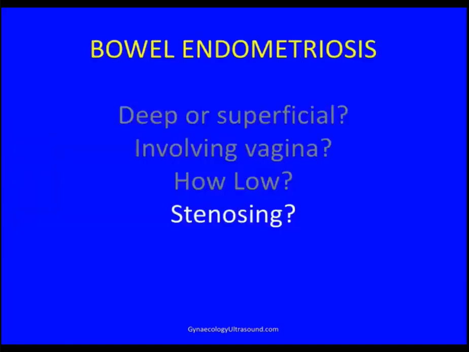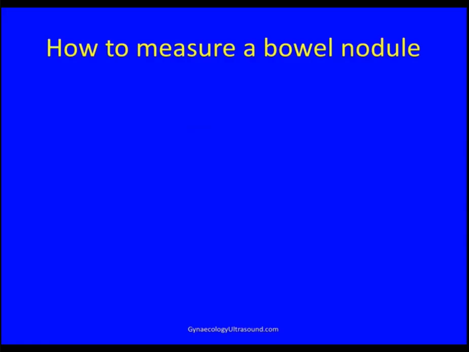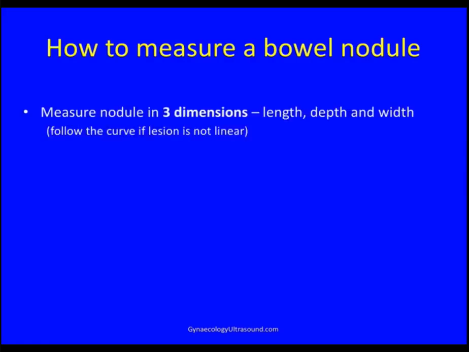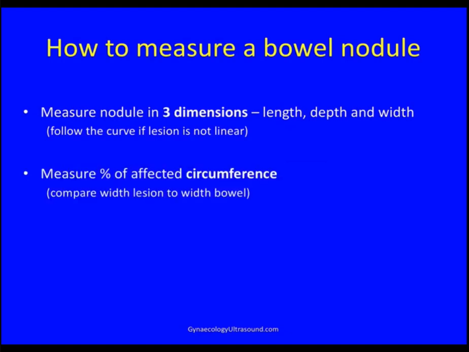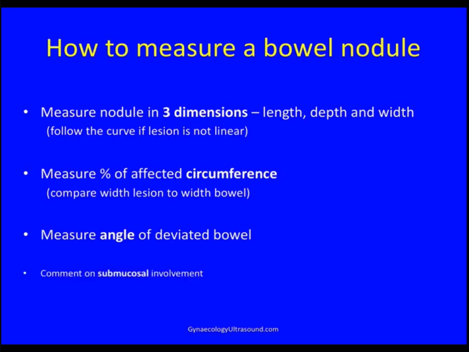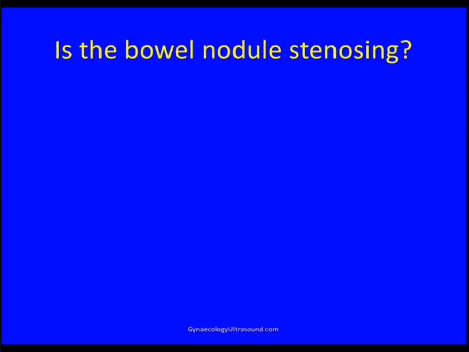And then lastly about bowel, is it a stenosing lesion or not? So first, when you're looking at a nodule, you need to, as with anything, measure it in 3 dimensions, but you need to follow the curve if the lesion's not linear, otherwise you make it seem much shorter than it actually is. You measure the percentage of the affected circumference. What I do is I compare the width of the lesion to the width of the bowel, and then measure the angle of the deviated bowel. You can comment on submucosal involvement. I'm not sure how useful that is.